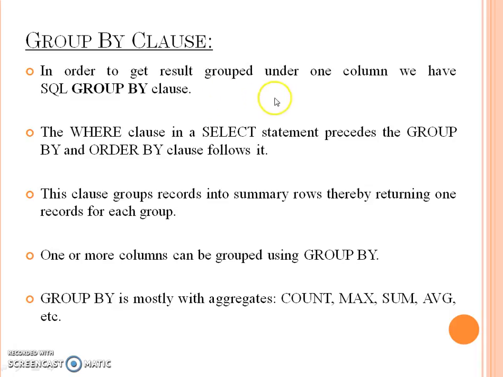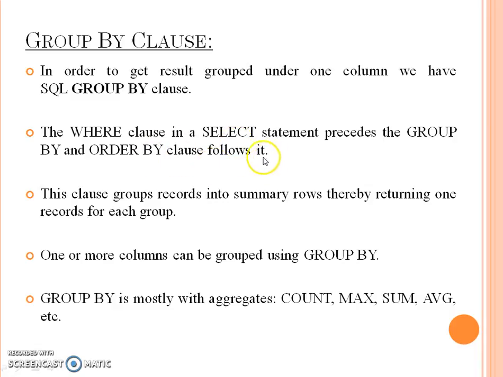In this tutorial, we will be talking about the GROUP BY and HAVING clauses of SQL. In order to get a result grouped under one column, we have a GROUP BY clause in SQL. We know that for a select statement, to give a condition, we have a WHERE clause. The GROUP BY clause comes after the WHERE clause and before the ORDER BY clause.